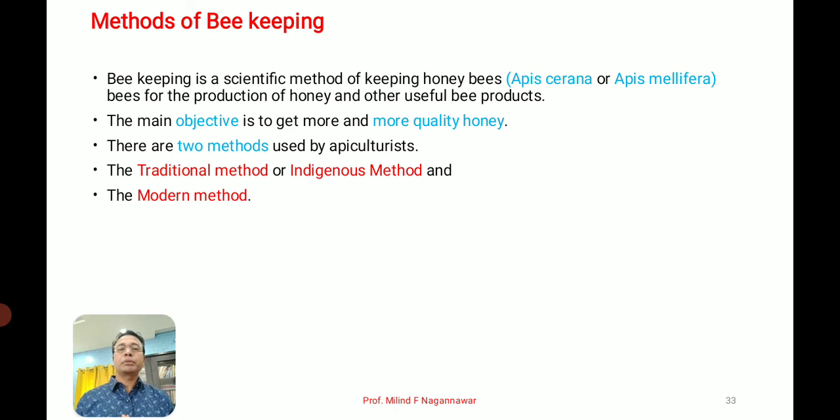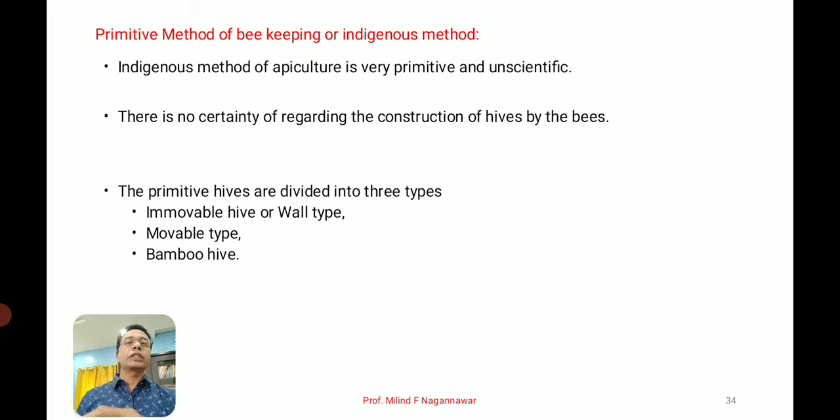Usually two types of beekeeping methods are practiced. One is called the indigenous method, which is also known as the traditional method or the primitive method, and the second one is the modern method. The traditional or indigenous method, also called the primitive type, is the older type, without any scientific approach to constructing the hive. The other one is the modern method. We will discuss them one by one.